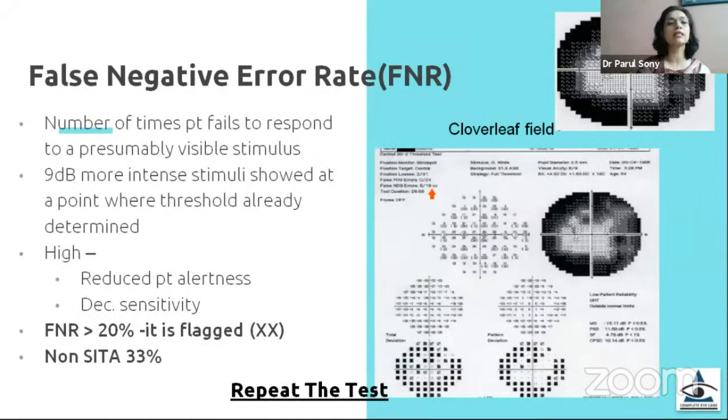Another important thing is a false negative error. This happens when the patient is supposed to respond to a stimulus, but does not press the trigger. This could happen if the patient is very tired. So if the patient has been waiting for a very long time and then you take him for a field, you can have something like a clover leaf type of field, in which you can see in the center part the patient is doing very well, but as the field is progressing, the duration is progressing, the patient loses attention, and you can have a lot of artificial blind spots. So again, this is tagged as double cross if they are more than 20%.